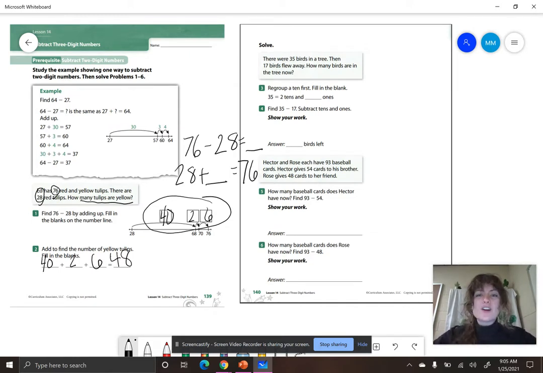It says there were 35 birds in a tree. Then 17 birds flew away. How many birds are in the tree now? It's a word problem, so what are we going to do? We're going to read it again. All right, so there were 35 birds in a tree. Then 17 flew away. How many birds are in the tree now? So before we do anything else, let's think about our whole number. What was our whole? 35.